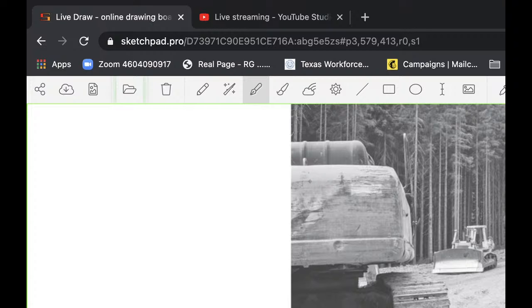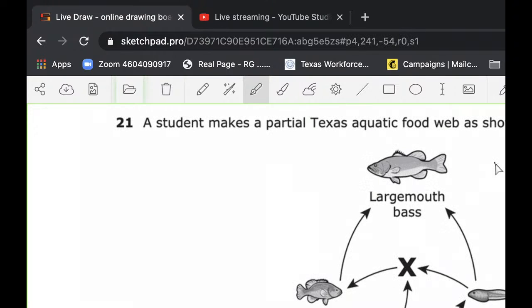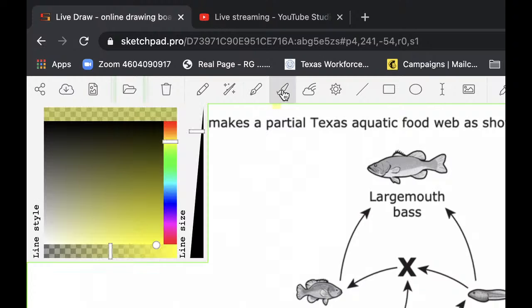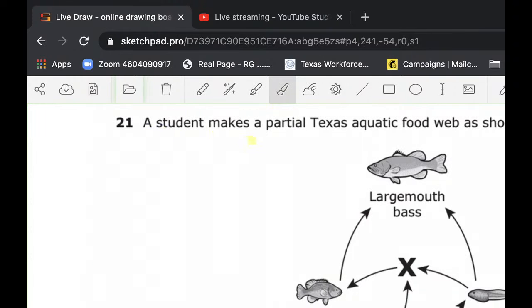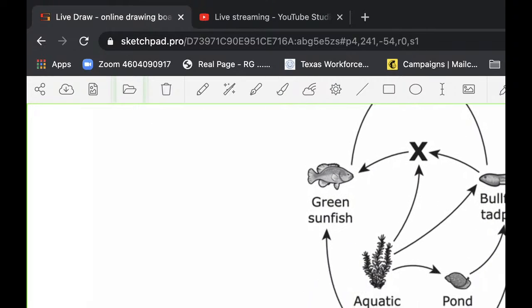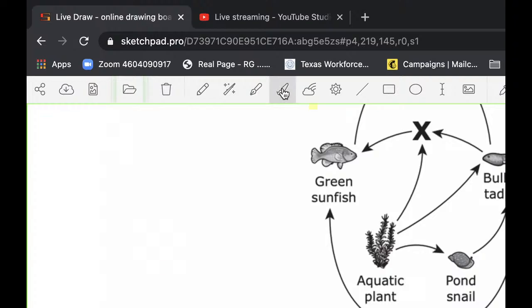Alright, looks like there aren't any questions, so let's move on to the next problem. This one says a student makes a partial Texas aquatic food web as shown. So it's a partial food web. Let's read what the question is asking us. Which type of organism should replace the X in the food web? Let's look at the diagram we have.